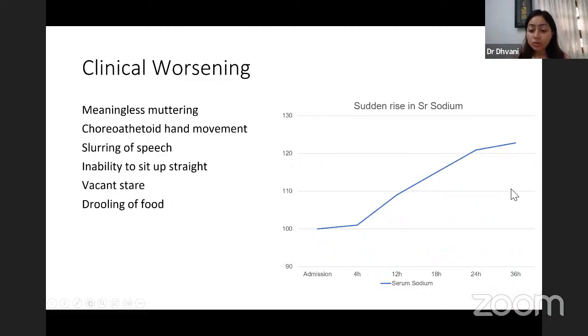And associated with this rise in serum sodium, we found the patient to have a clinical worsening in the form of meaningless muttering, a start of choreoathetoid movement, and worsening of slurring of speech. She was unable to sit up straight and was constantly rocking in her bed. There were intermittent episodes of vacant stare with drooling of saliva from the angle of mouth.